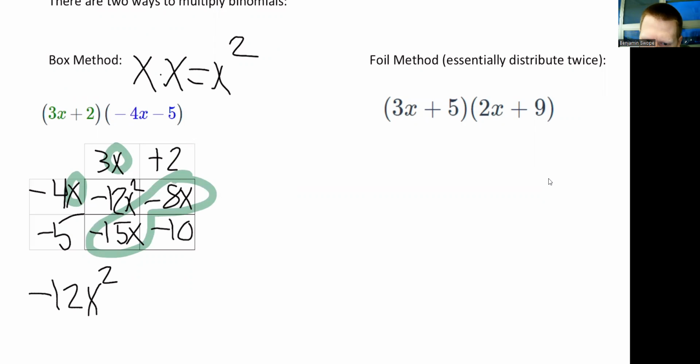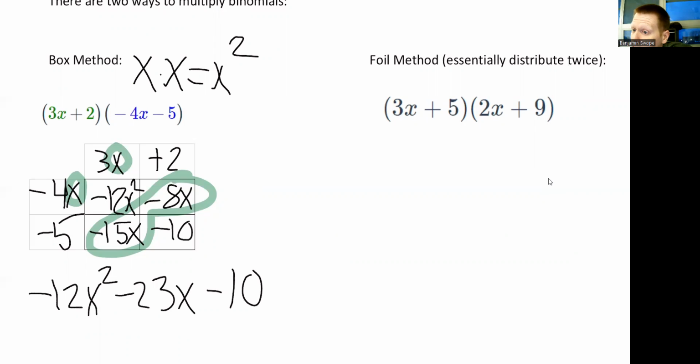I usually just do this before I write it down. So what's negative 15x plus negative 8x? Use a calculator if you need to, but it would be negative 23x. And then the minus 10 just comes along. But basically, you want to combine any like terms from your box, and usually it's going to be that diagonal. Pretty much any problem we're looking at, that's going to be true.